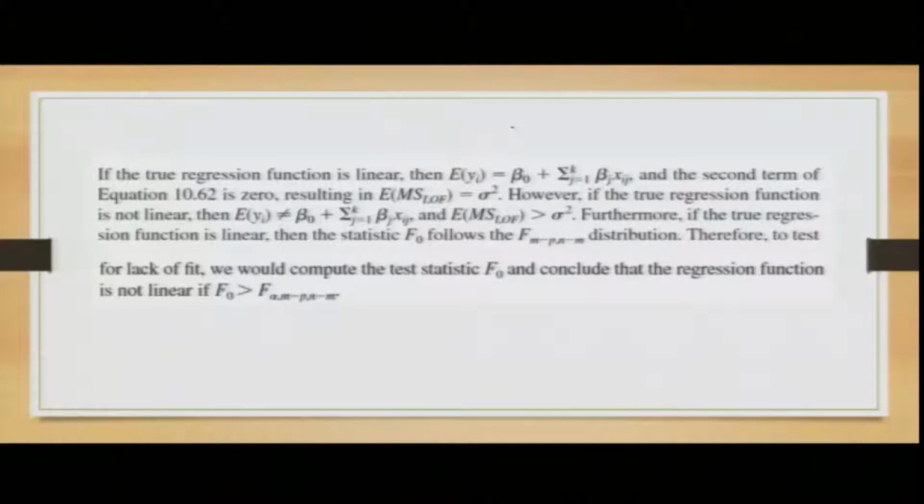However, if the true regression function is not linear, then obviously in that case the expected value would be either lower or higher. Furthermore, if the true regression function is linear, then the F test statistic under H naught would follow a certain distribution, and its degrees of freedom would be m minus p and n minus m. So, p is basically, remember, k or k plus 1, and n is the total number of readings which you have, and m is the new set of observations you are taking. Therefore, to test for lack of fit, we would compute the test statistic F naught and conclude the regression function is either linear or non-linear.